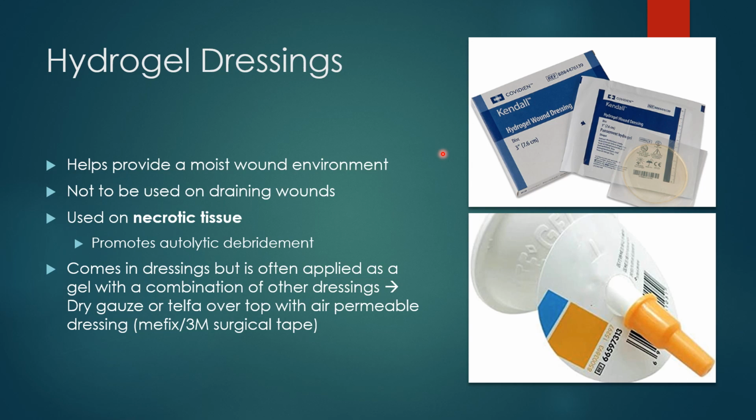It commonly comes as a dressing, but it can also come as a gel form. So here, there's some gel in this little tip of this little canister, and then it is squirted out through this funnel directly into the wound base. Or it can come as these little dressing types here. They both need to have a dry gauze or Teflon over top to secure it in place.